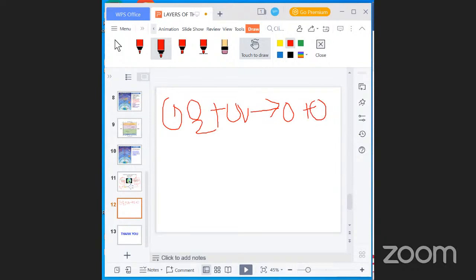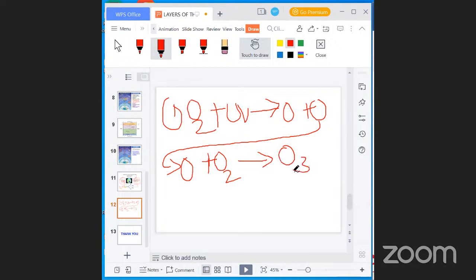And then next, this separate O attaches itself to O2, oxygen, and it becomes O3. O plus O2 equals O3, which is commonly known as ozone. This is ozone.